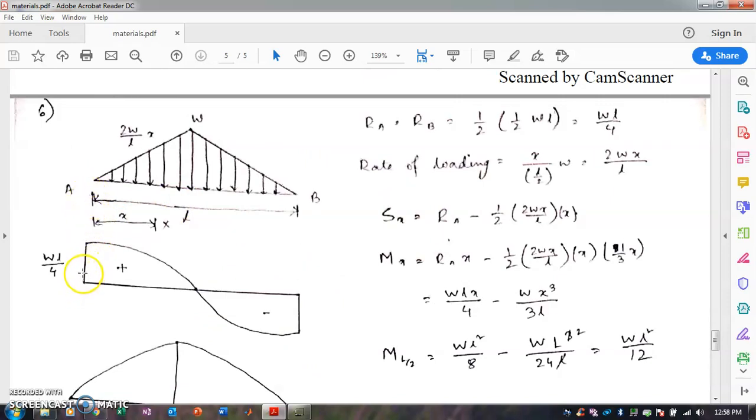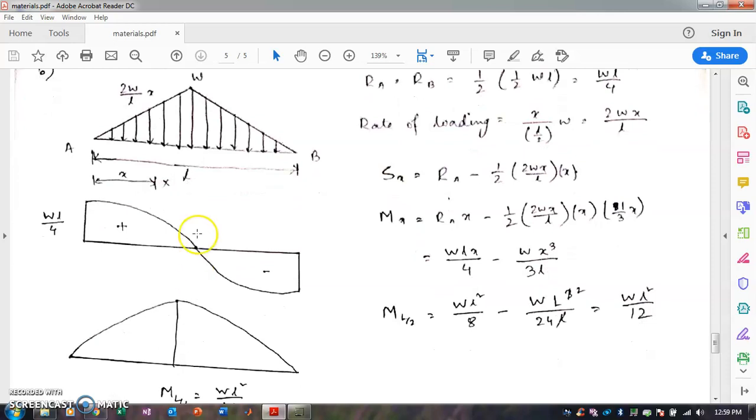Here the reaction at A, so shear force at A is WL by 4 and shear force at B is minus WL by 4. As you take the point X at a distance X from point B, on the right hand side the only upward force will be RB. So in the right hand side shear force, the sign convention becomes negative. So that is negative, and there will be a parabolic curve between them. At the midpoint the shear force will become 0.